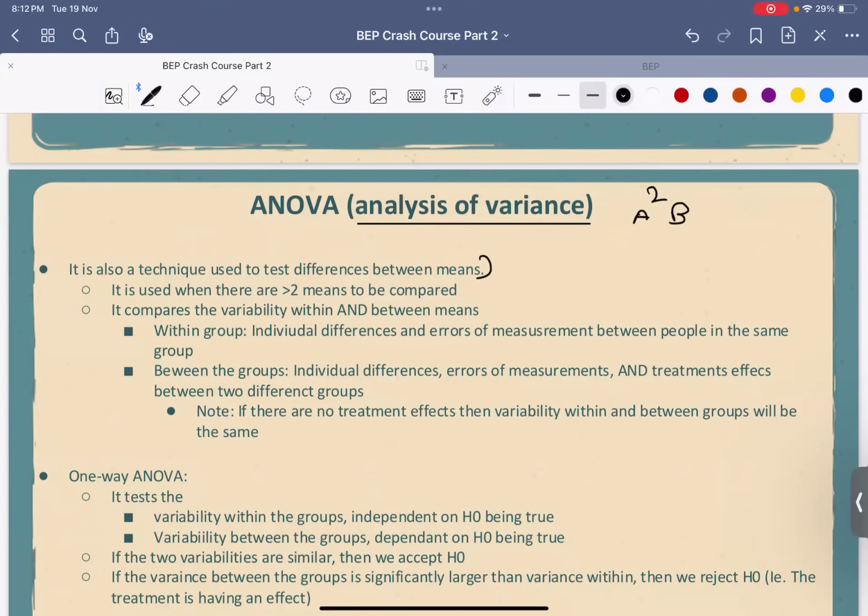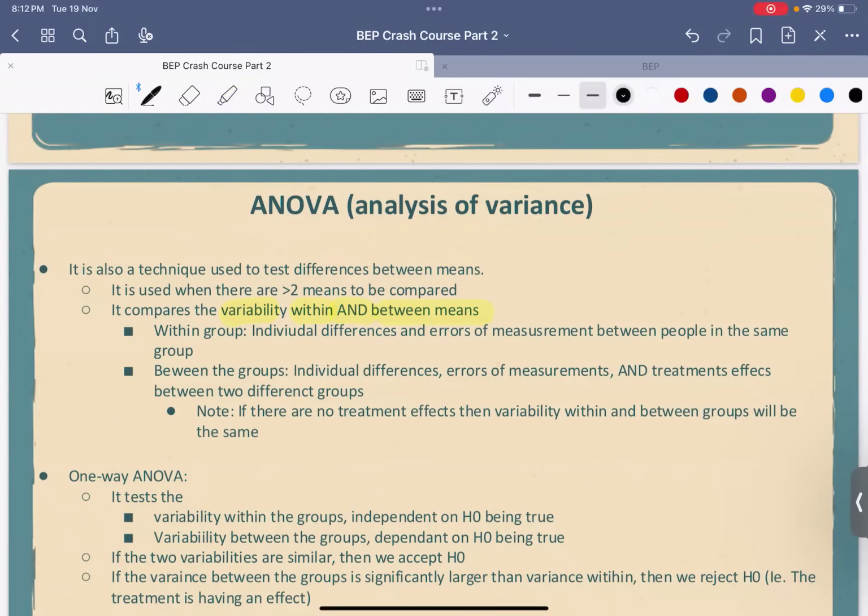The point of ANOVA is, what if, for example, we have C, and we want to compare all three groups together? In that case, we cannot use a t-test. A t-test only compares two. We have to use something called ANOVA, which tests for the difference of means between three or more different groups. When we have three or more different samples, and we want to compare all of them together, we use ANOVA. That's basically the idea. So how does it compare the variance, or the difference in means? It compares the variability within and between the means.